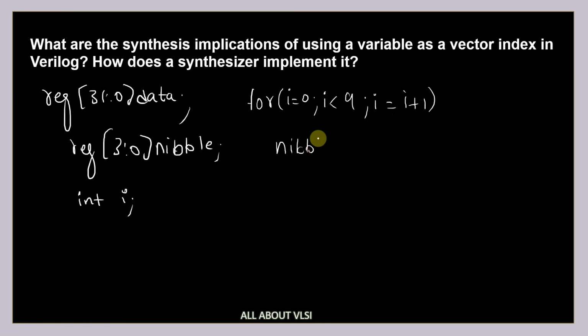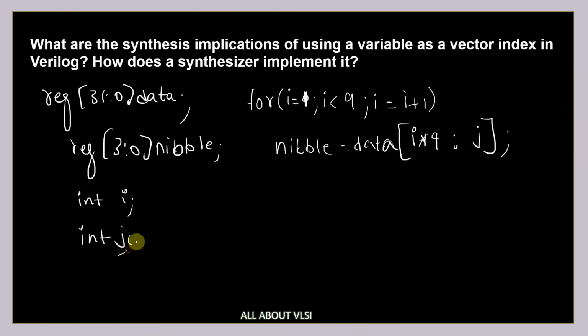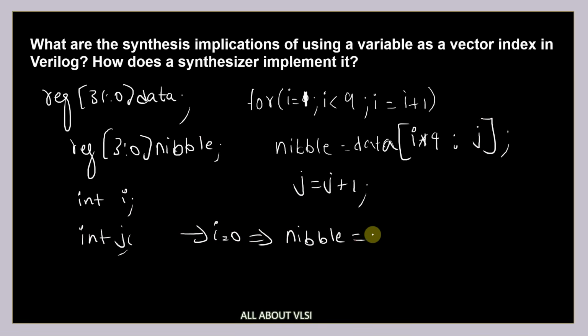Nibble is equal to data of, let's start i with 1. So i is equal to 1, i less than 9. So data of i into 4 down to, here I can write, let's say j, and let's declare one more variable, j, and let's increment this j is equal to j plus 1. So what is happening over here, if we check it, whenever your i is equal to 0, your nibble value will be equal to data of 4 down to 0.